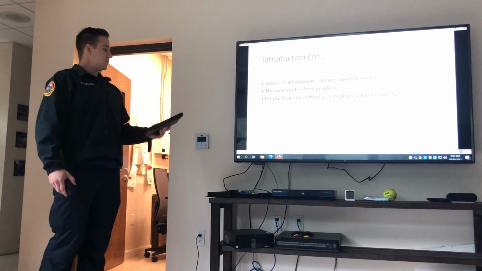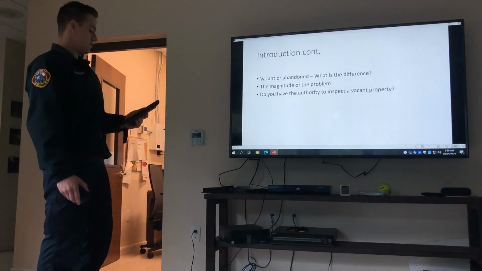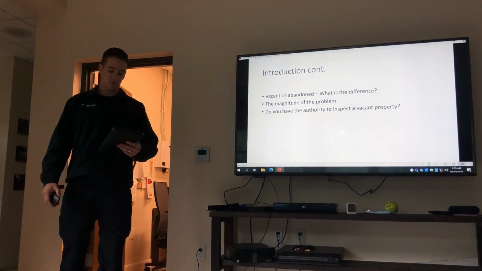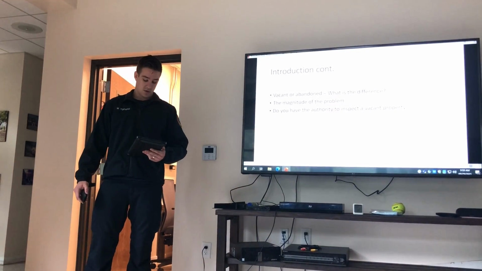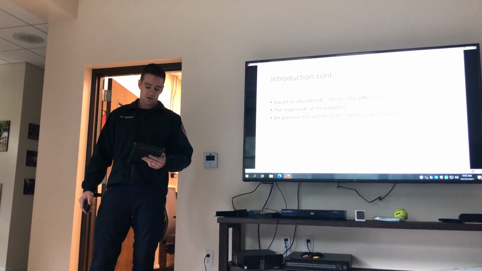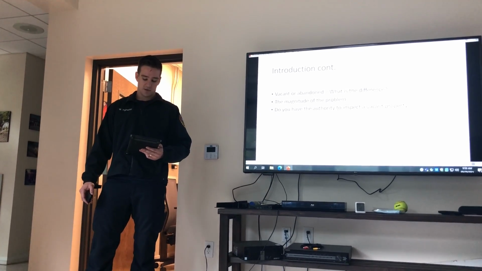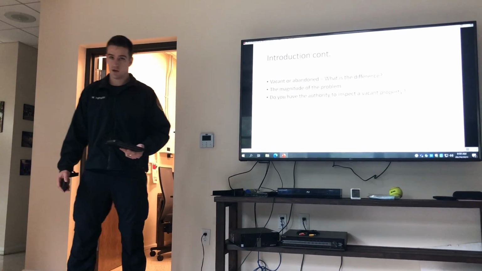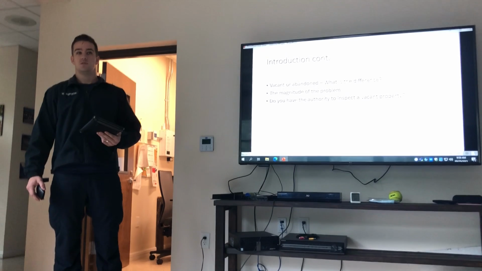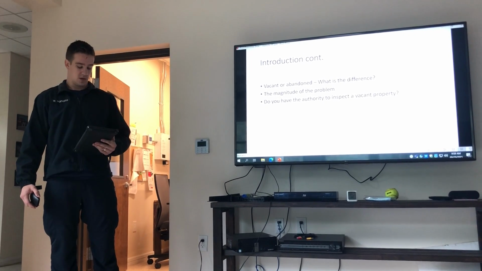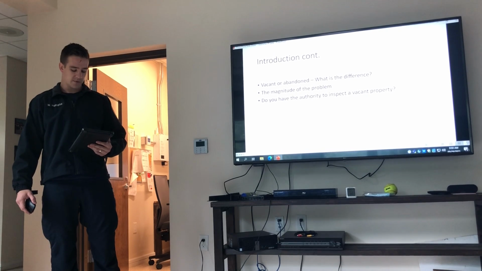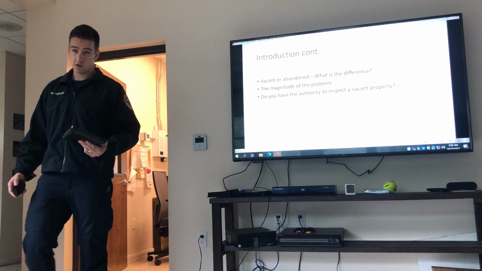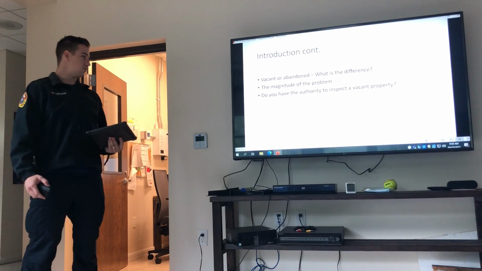The magnitude of the problem: during 2011 to 2015, there was an estimated average of 3,310 firefighters per year that were injured during vacant building fires. 13% of firefighter injuries at structure fires occurred in or at vacant buildings. So there's a significant number of injuries happening at these fires, disproportionately, according to some data. Some older data suggests that firefighters are injured the most while operating at vacant or abandoned buildings.